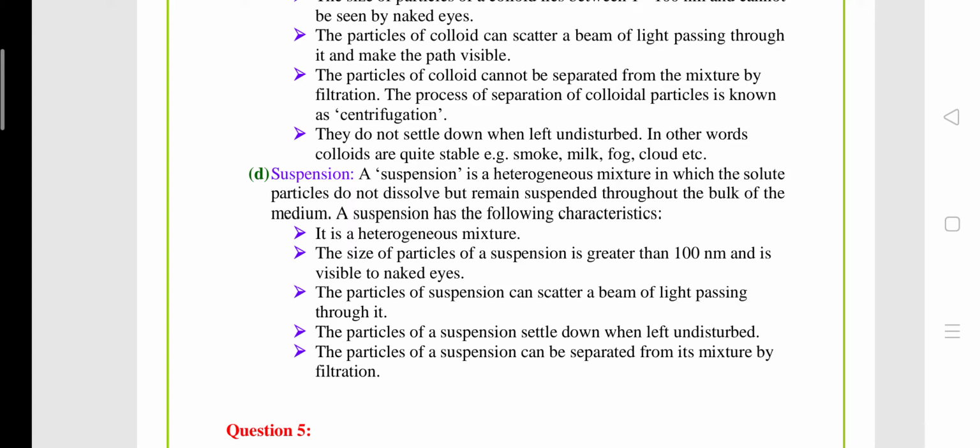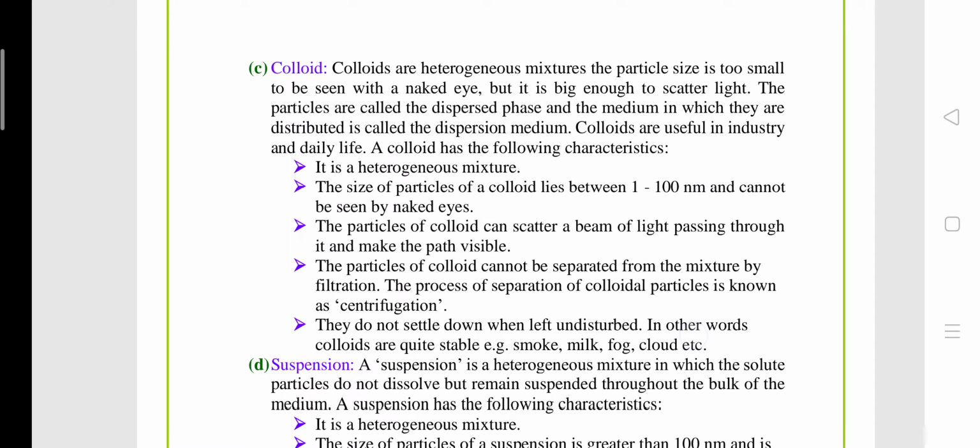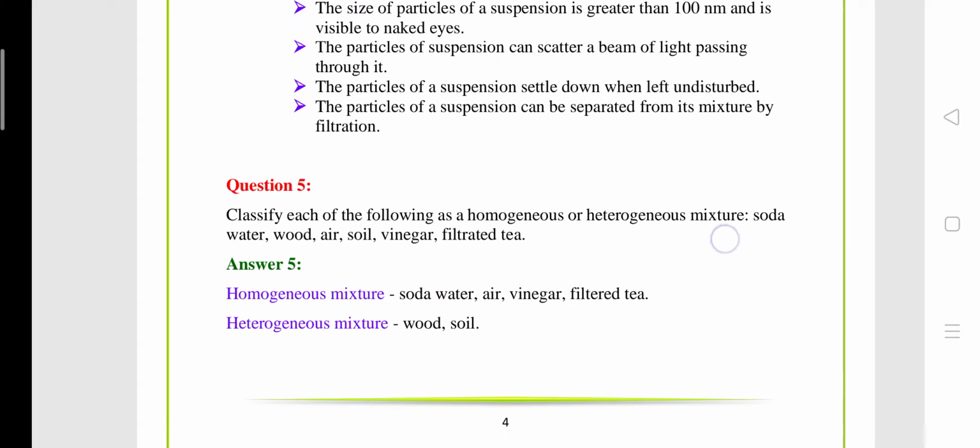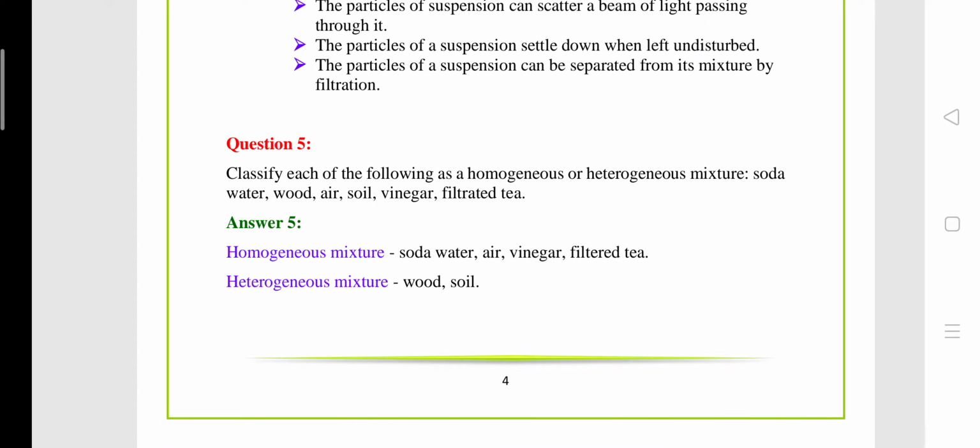An example for the suspension solution is wheat flour in water, sand in water, and many more. And for the colloidal solution, examples are smoke, milk, fog, clouds, and many more. They are the examples of colloidal solution. Come to the next question.